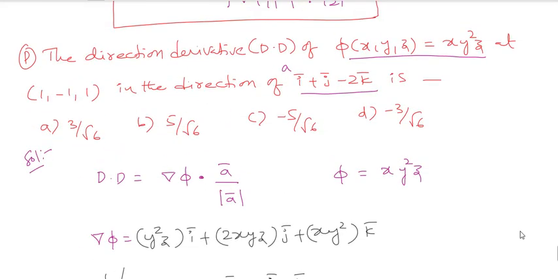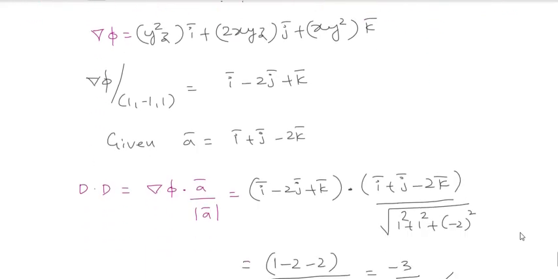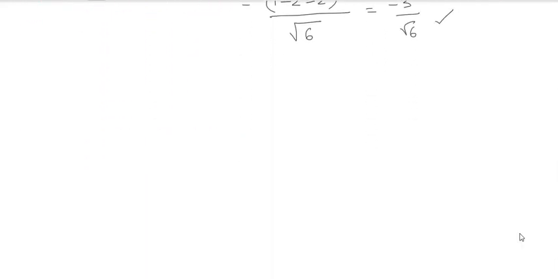So what is the answer for this? Minus 3 by root 6. Clear? That is the answer for the corresponding question. Clear? Understanding or not? Next, one more condition based upon that.